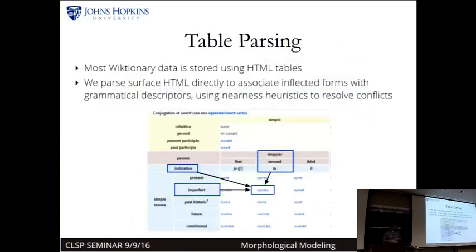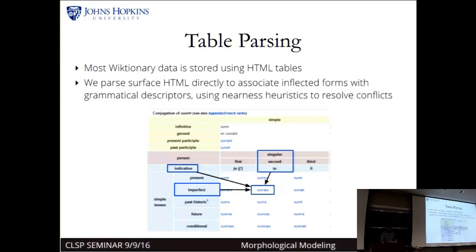So thankfully, while there is a lot of variation, a lot of the data we want is in HTML tables. And actually, Roger Shui wrote the original code that made this work. We start with a generalized HTML table parser that works on surface HTML directly. And the idea there is to associate inflected forms in the tables, like ouvre, to their grammatical descriptors. In this case, it'll be imperfect, indicative, and so on. And there's two major questions that come up here.